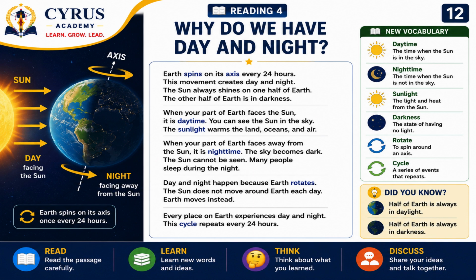When your part of Earth faces the sun, it is daytime. You can see the sun in the sky. The sunlight warms the land, oceans, and air.